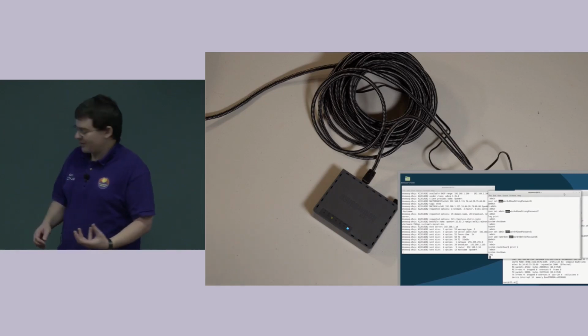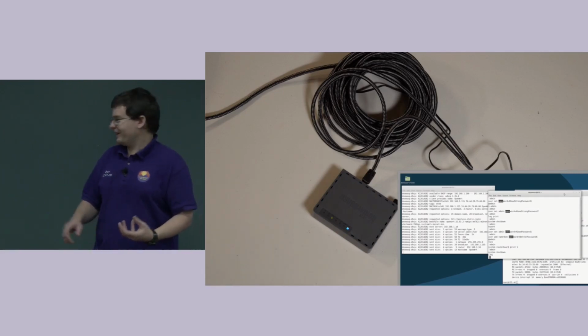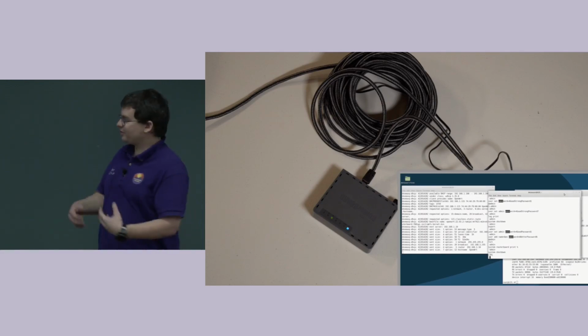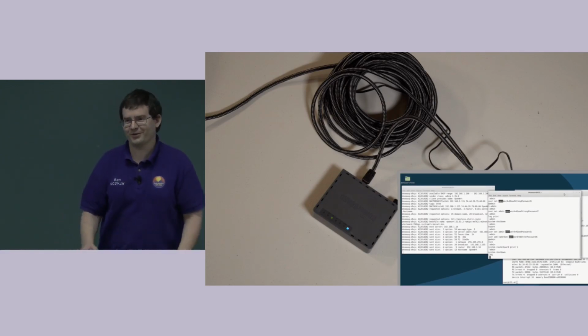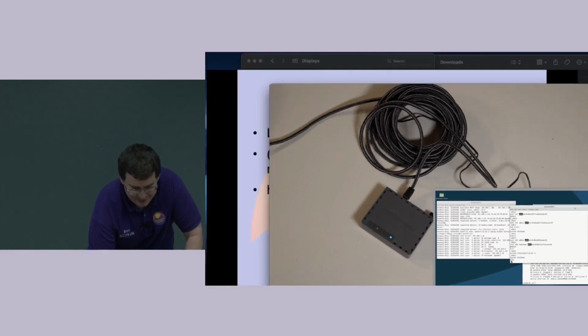And we'll flip back to the slides here. I think you probably get the idea. I demonstrate logging in. I demonstrate that I'm totally incapable of typing passwords. So that's fun.